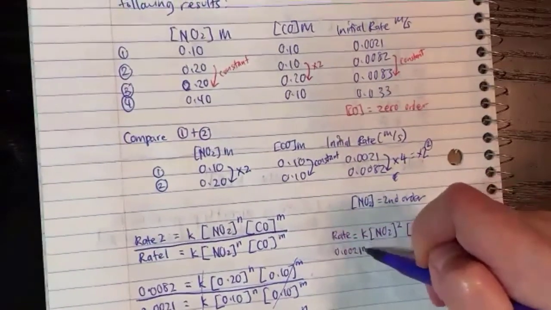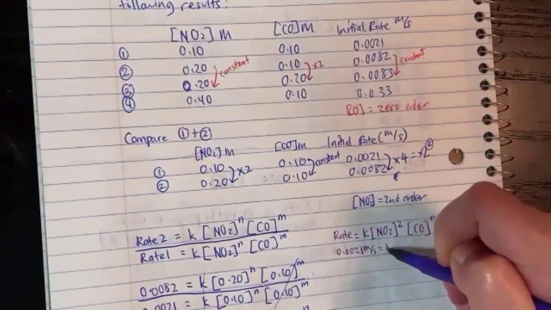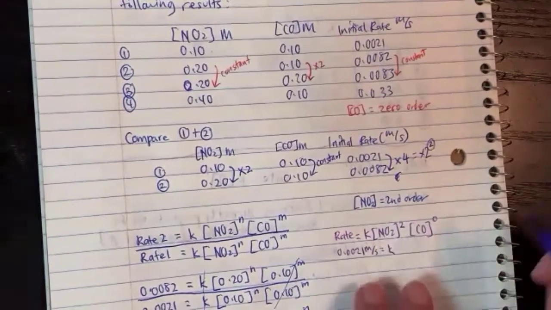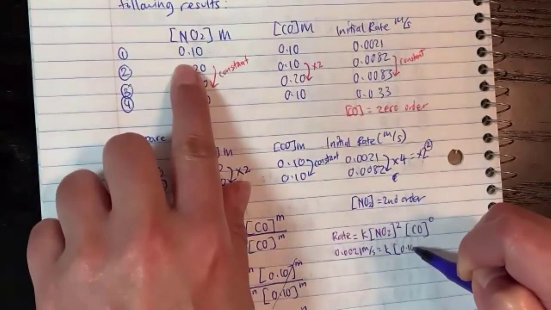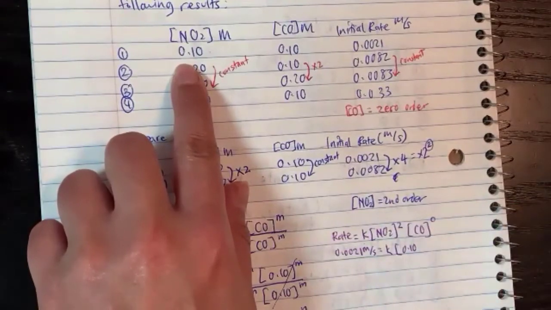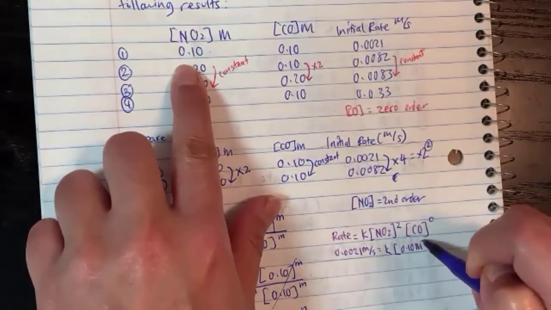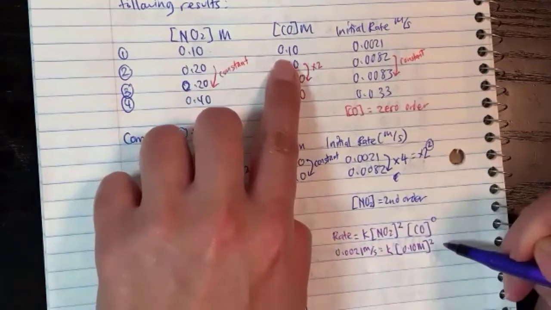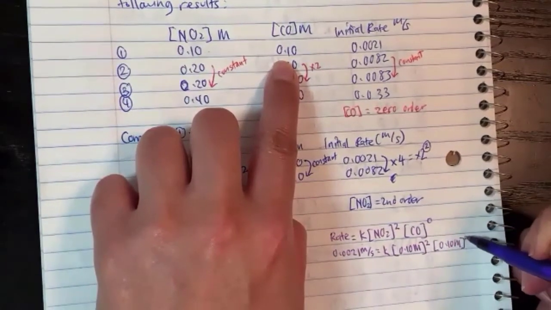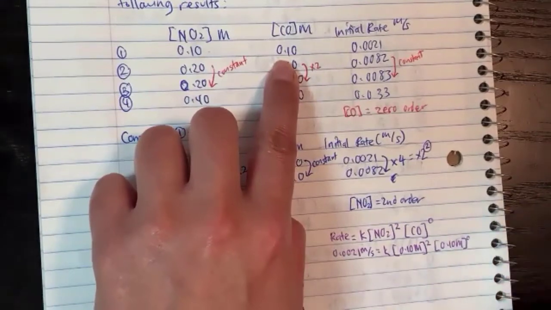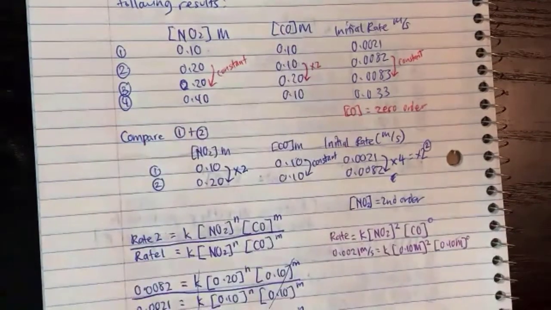Okay, that's molarity per second, and then I'm looking for K. We don't know what that is. And then NO2 is 0.1 molarity squared. And then CO is 0.1 molarity, but that's to the power 0, so that term essentially just goes away. Anything to the power 0 equals 1.